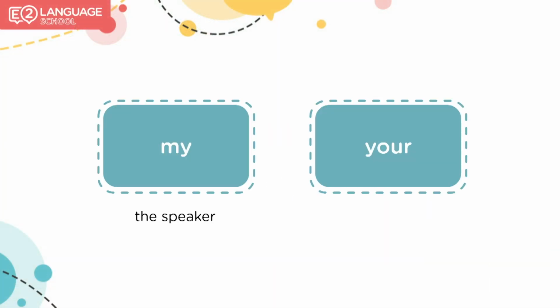Now, my is used for the speaker. So as I said, my jacket is black. I am the one who is speaking. Your we use for the listener or a group of listeners. So in English, your can be both singular and plural in its use.